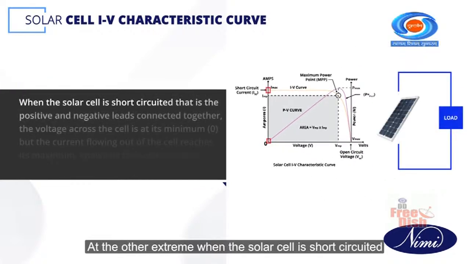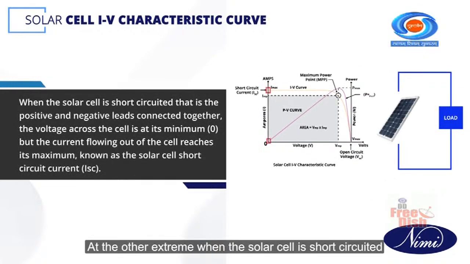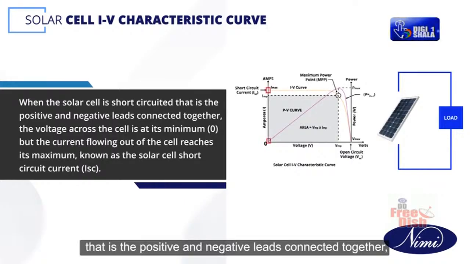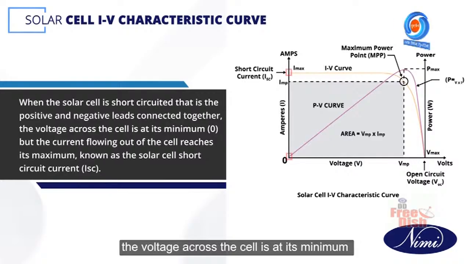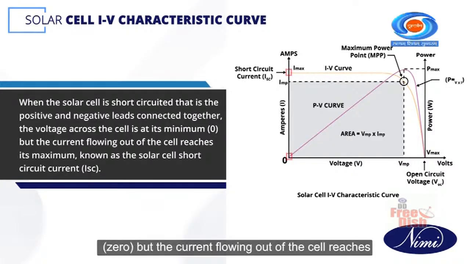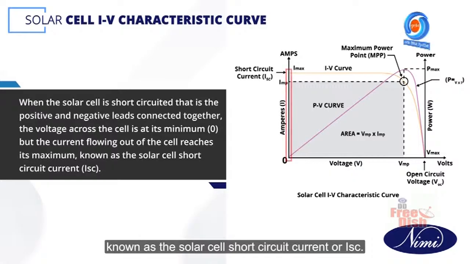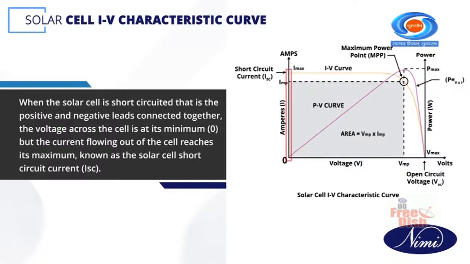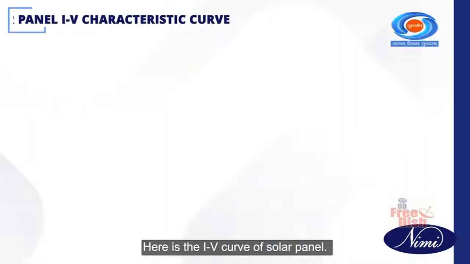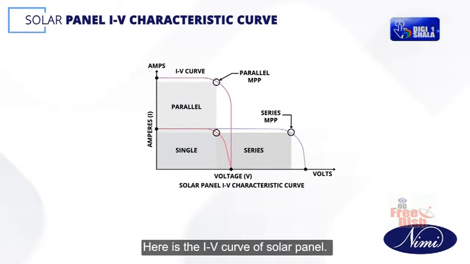At the other extreme, when the solar cell is short circuited, that is, the positive and negative leads connected together, the voltage across the cell is at its minimum, 0, but the current flowing out of the cell reaches its maximum, known as the solar cell short circuit current or ISC. Here is the IV curve of a solar panel.